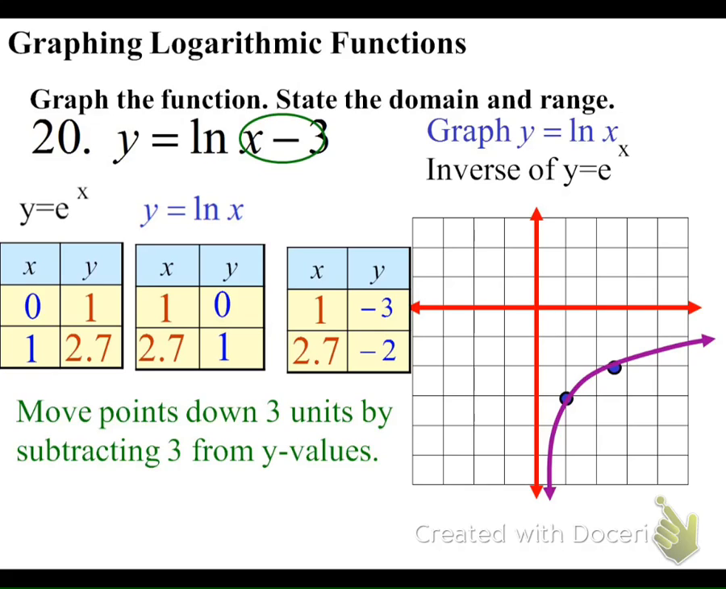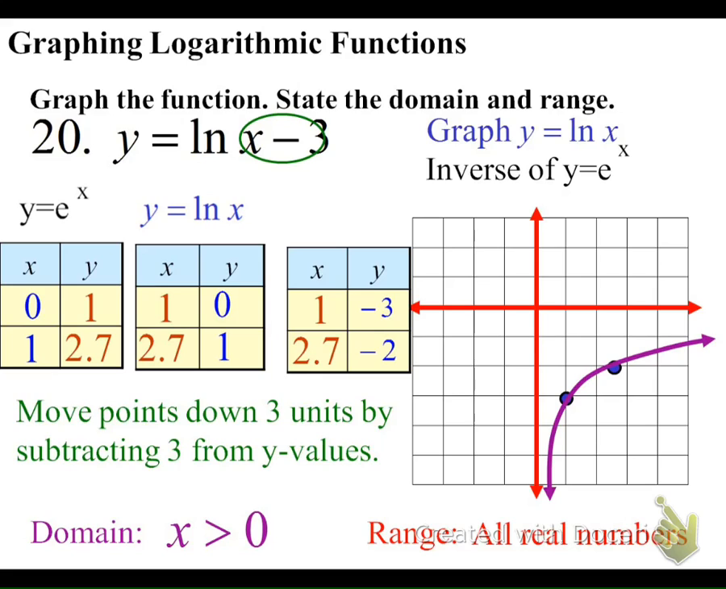All right, domain. Did we do anything to our domain or our x values? No, so it just stays greater than 0. Our range is all real numbers. If you move all real numbers down 3, it's still all real numbers, so nothing really changed as far as domain and range. What are your questions on this?